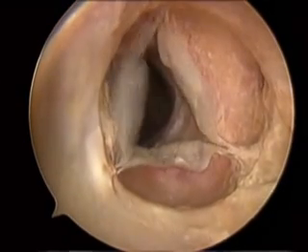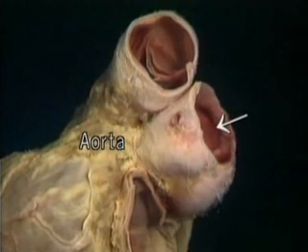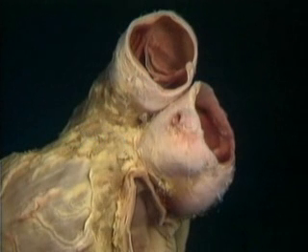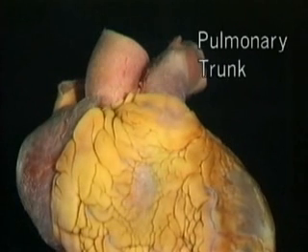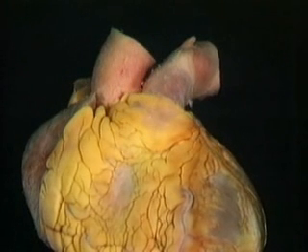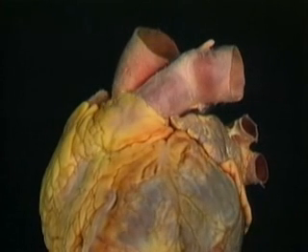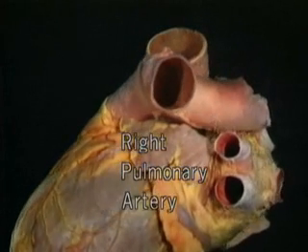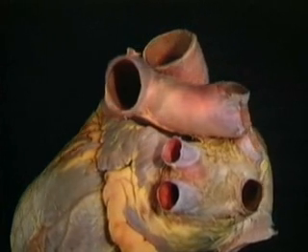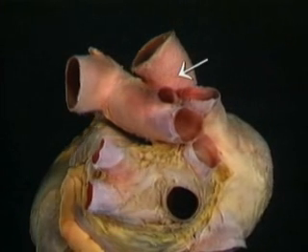Now that we've seen the outflow valves, we'll move on to look at the two major outflow vessels, the aorta and the pulmonary trunk. To see them, we'll go to a more intact dissection. The pulmonary trunk passes backwards to the left of the aorta, then divides into the left pulmonary artery and the right pulmonary artery.